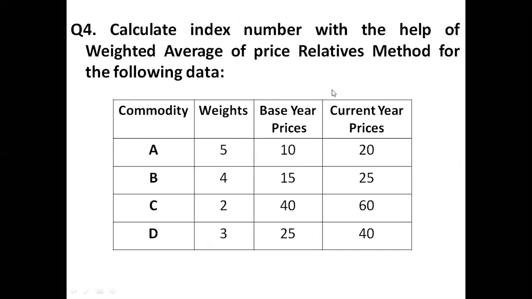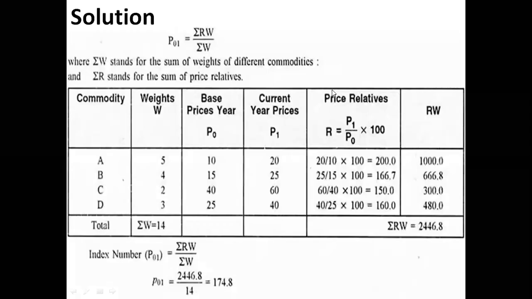As you can see, the formula is given and highlighted here. The formula is P01 equals sigma RW upon sigma W. The formula of R is the same as the second formula of the second question we have solved: P1 upon P0 into 100, as simple as that. Sigma W will be the summation of the weights. This summation is sigma W, which is 14.